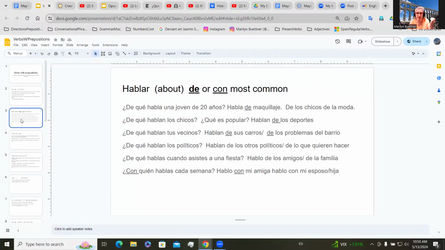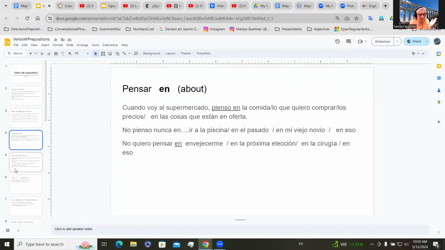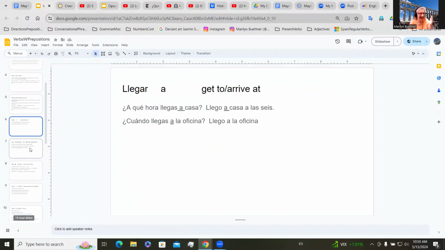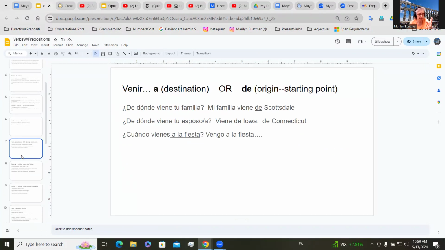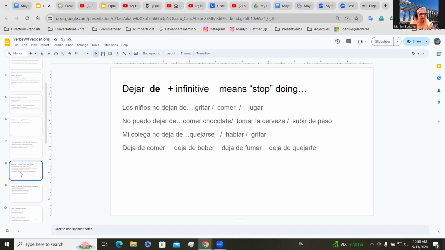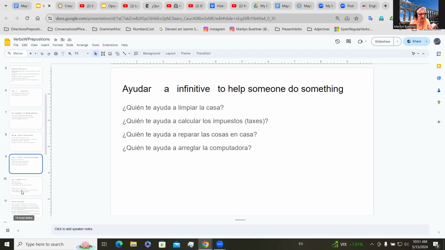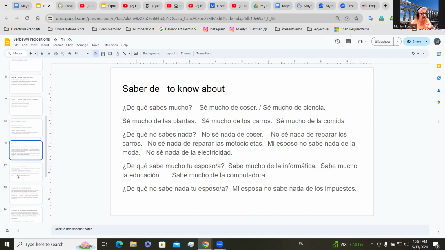Know that hablar is going to frequently match up with de, or if you talk about people, maybe with con to say talk with somebody. But if you mean talk about, it'll be de. Pensar en, right? Llegar a, that's an essential. Venir might be a or de, and it depends on if you're talking about like destination or what you're coming to do, right? Dejar de, ayudar a is a big one. You help somebody to do something, see? And actually, I would say this is a really, really key one too. Saber de, if you want to say you know about, right?